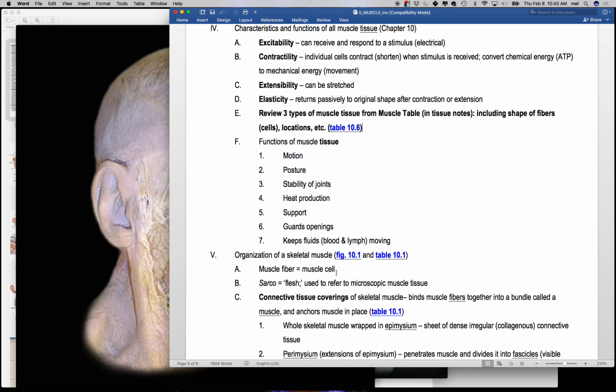The pubococcygeal muscles right here, right? There's a floor of skeletal muscles right here. They hold all your junk in, right? Your urinary bladder and your uterus. If you have a whole bunch of big-headed babies in a row, you can rip the hell out of those muscles and you can have uterine prolapse, in which your uterus just flops around downtown, right?